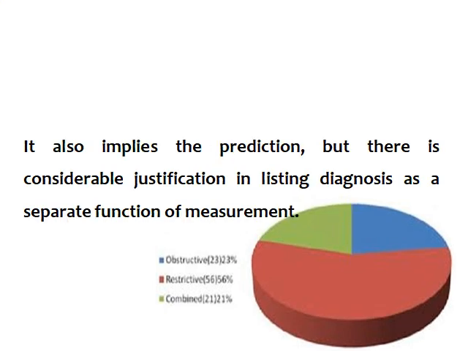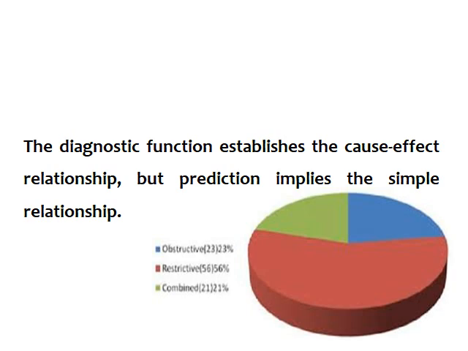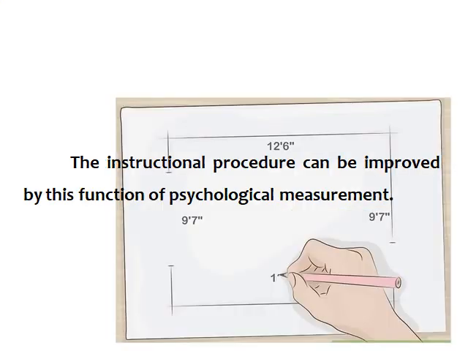It also implies prediction, but there is considerable justification in listing diagnosis as a separate function of measurement. The diagnostic function establishes the cause-effect relationship, but prediction implies a simple relationship. The instructional procedure can be improved by this function of psychological measurement.